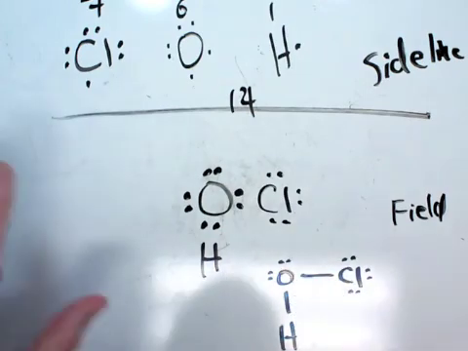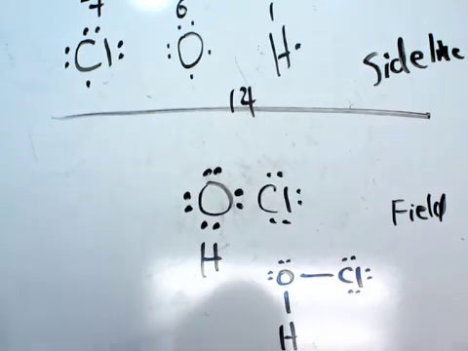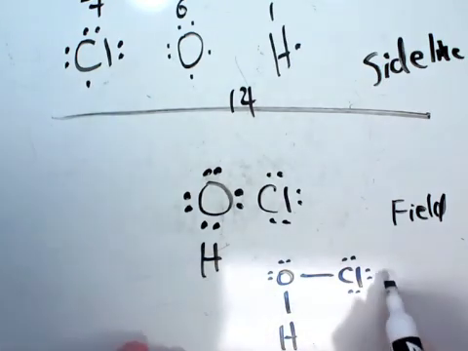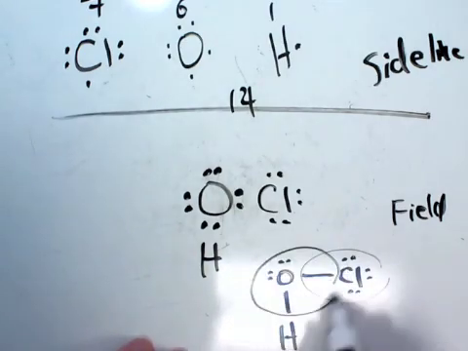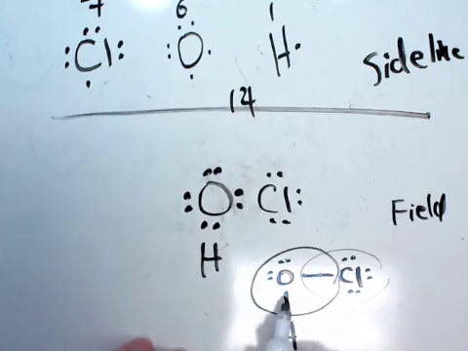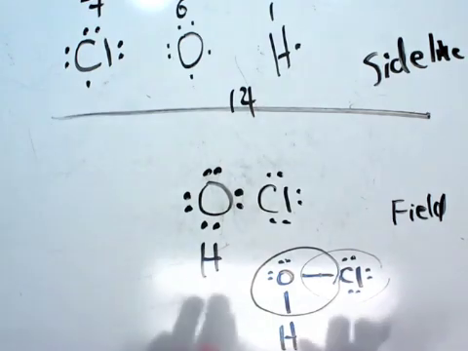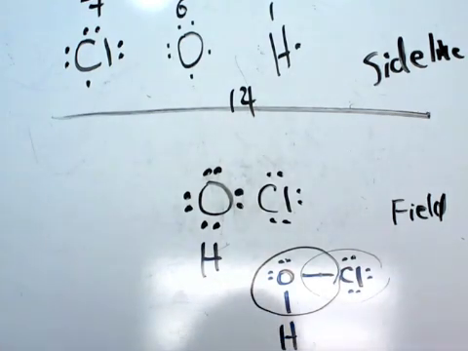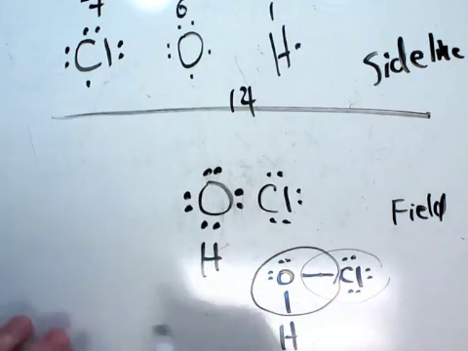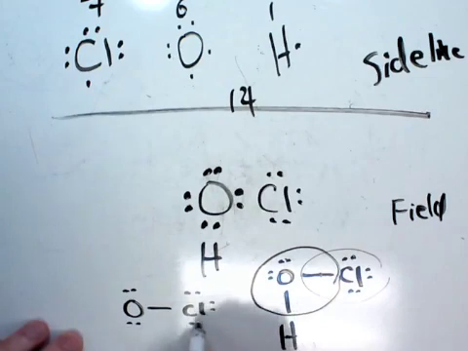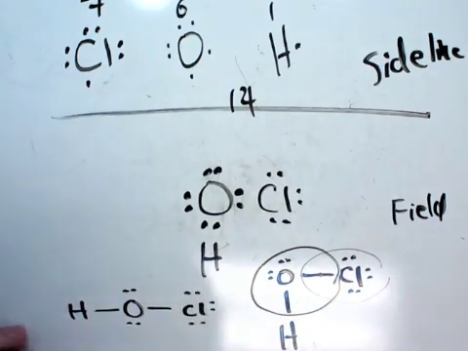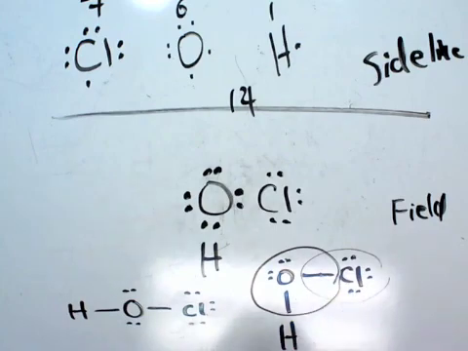Also, we need to make sure that each atom has the number required for it to be stable. Look at chlorine: 2, 4, 6, 8. Look at oxygen: 2, 4, 6, 8. And hydrogen has 2. So everything's happy here. This would be the correct way to do it. Keep in mind that when I say correct, there are also different geometries that you could do. I could have also drawn it straight like this, but notice that both ways, oxygen is between the hydrogen and the chlorine.